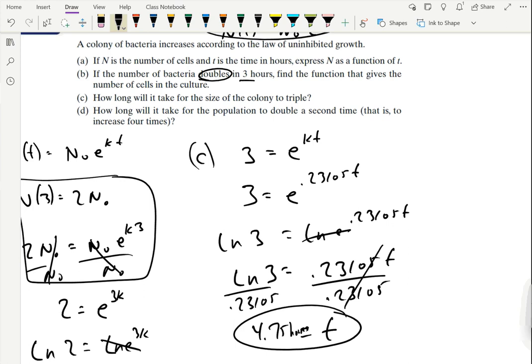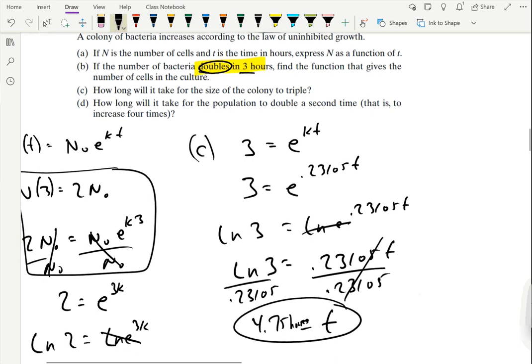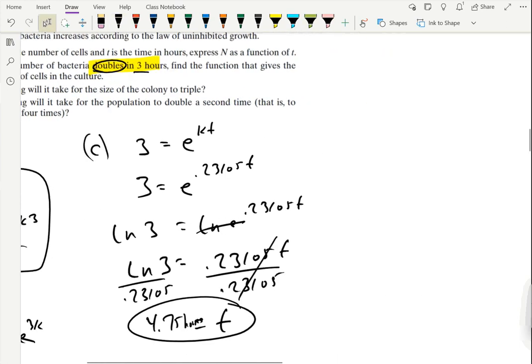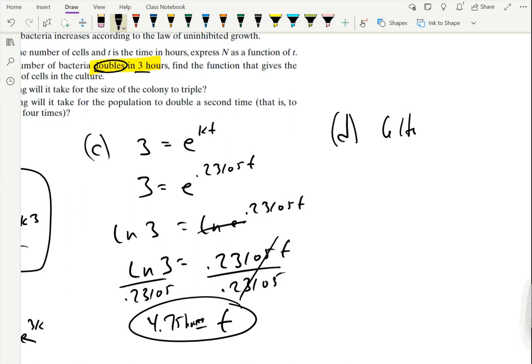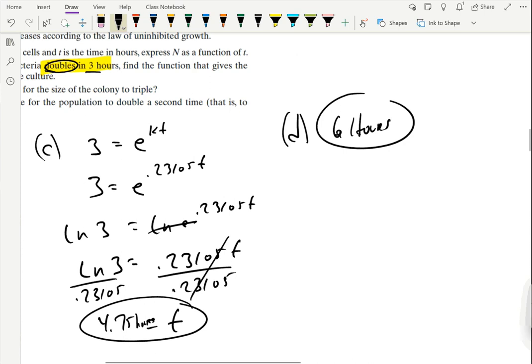Or the other thing that we could do is take a look back at letter B, and we said, well, it doubles in 3 hours. So if we want it to double a second time, we need another 3 hours. So it's going to double in 6 hours. Okay. So just by reading through letter B, we know that it should be 6 hours. Let's take a look at the calculation.